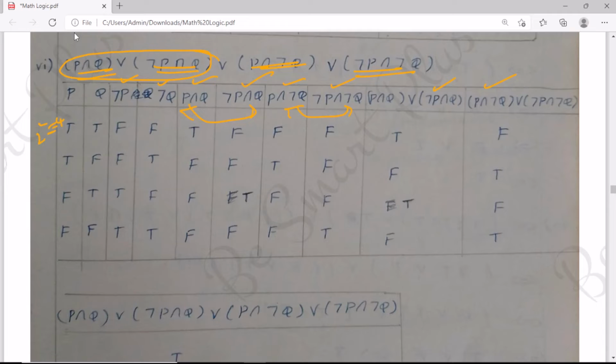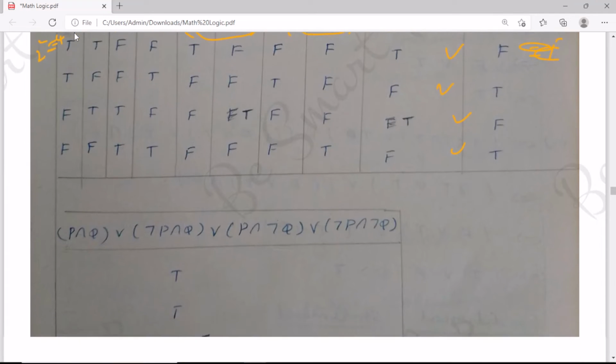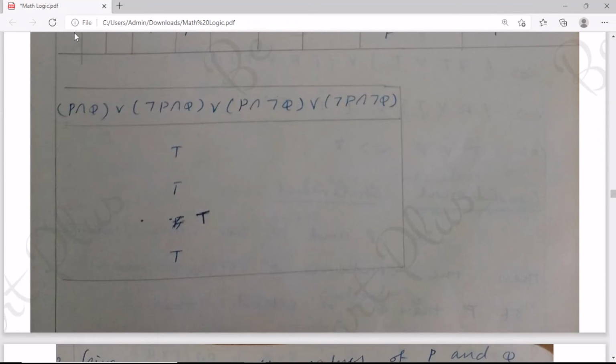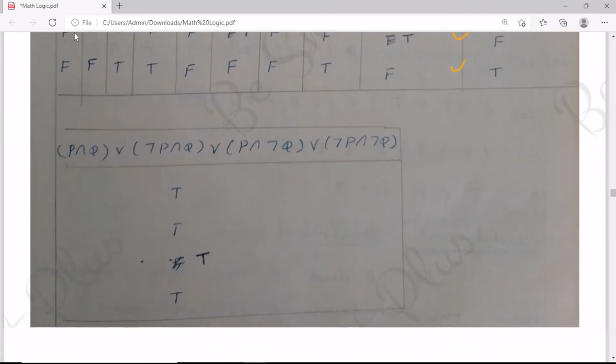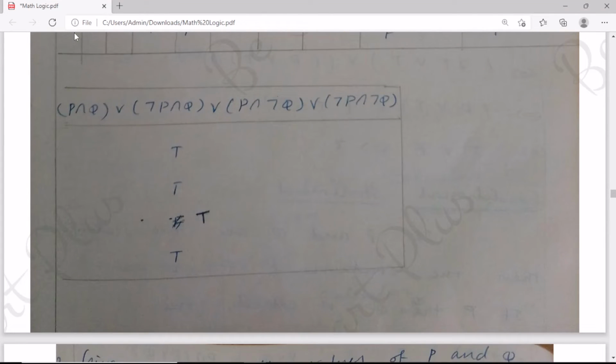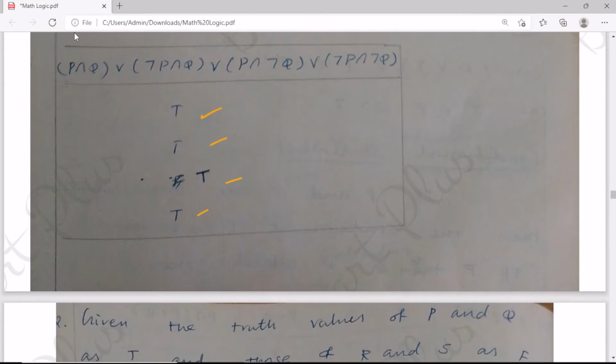Finally you have to make the disjunction, that is or, of these two columns. This is the final answer. True or false is nothing but true. That is shown in the final column here. So we have the disjunction, and finally all the truth values for this one are true itself. Okay, that's all. Next.